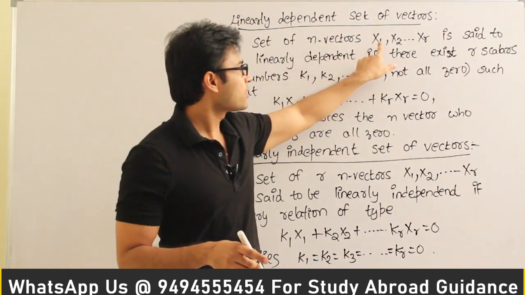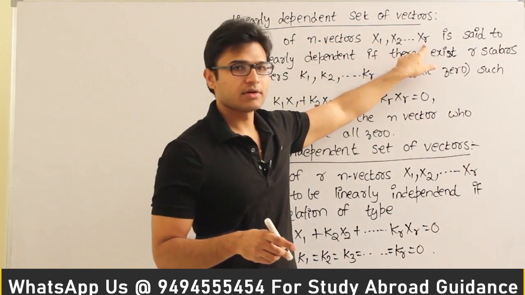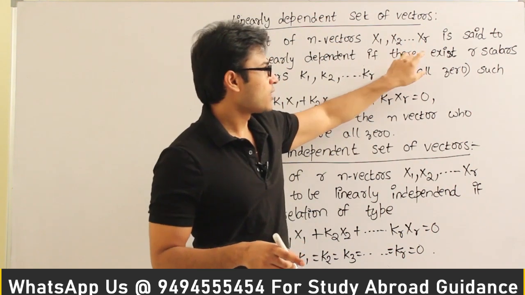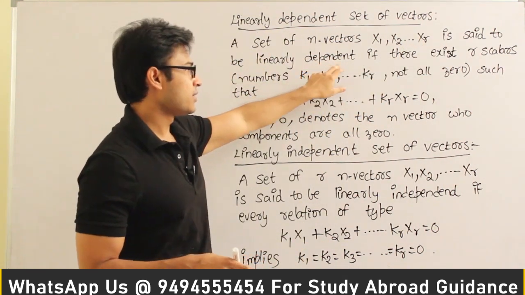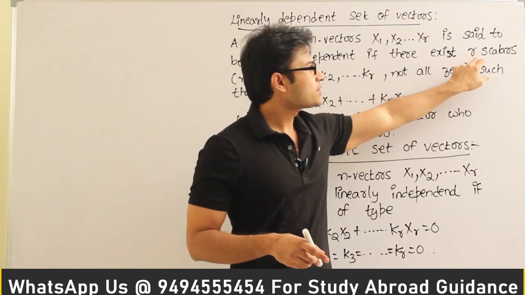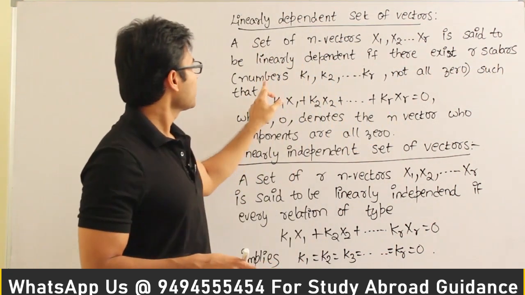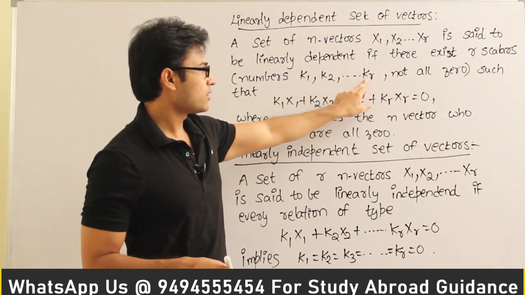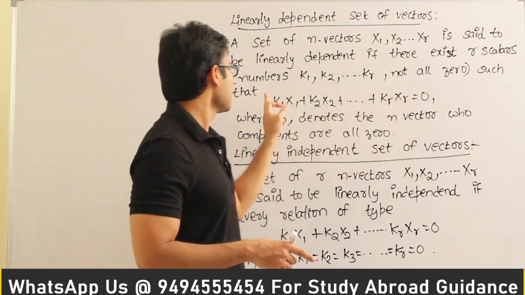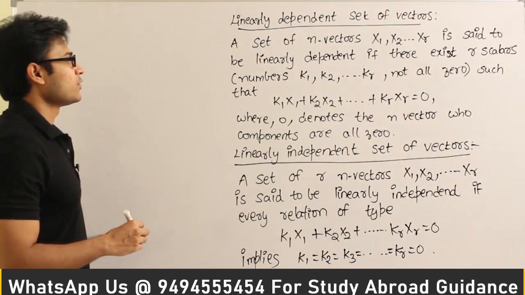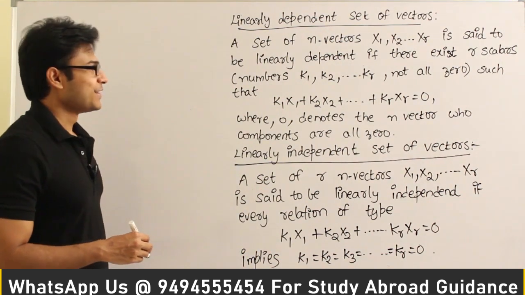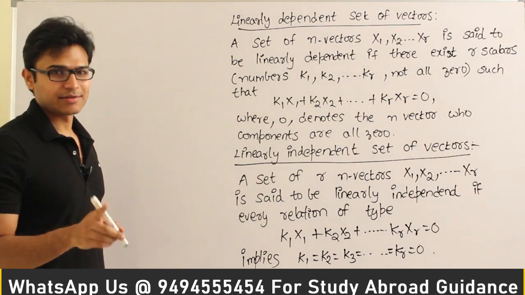Then how many vectors are there? x1, x2, and so on up to xr. So r vectors are there, and the set is said to be linearly dependent if there exist r scalars k1, k2, and so on up to kr, not all 0, such that I can write all the vectors like this. Did you understand anything from that? If you didn't, I'll take examples and explain.